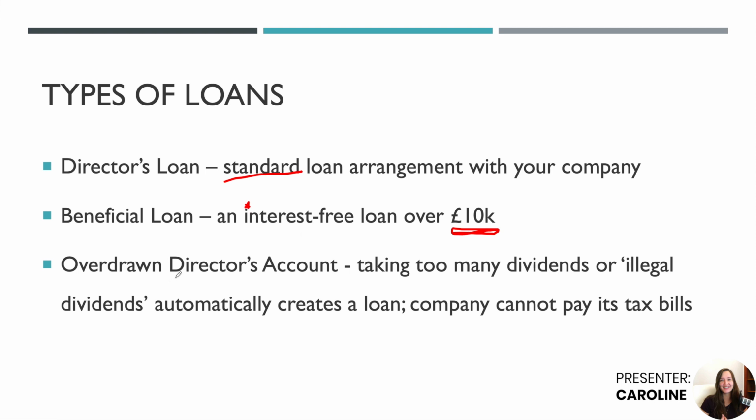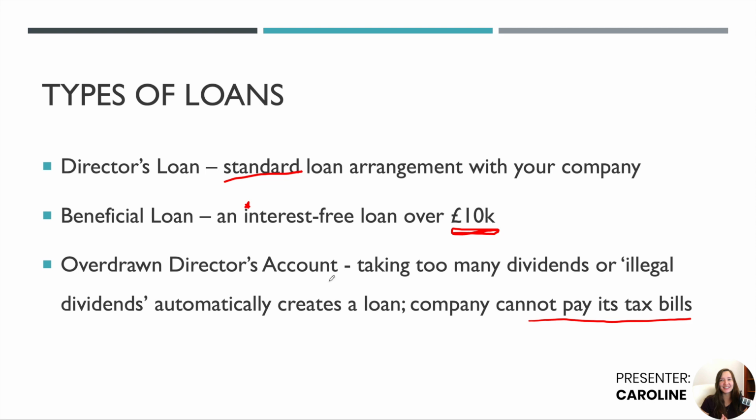The third type is an overdrawn director's account. This automatically creates a director's loan because you've taken too many dividends, otherwise known as illegal dividends, from the company. This means the company can't pay its taxes. And this type of loan should definitely be avoided at all costs because it's just going to create a lot of hassle, a lot of problems.